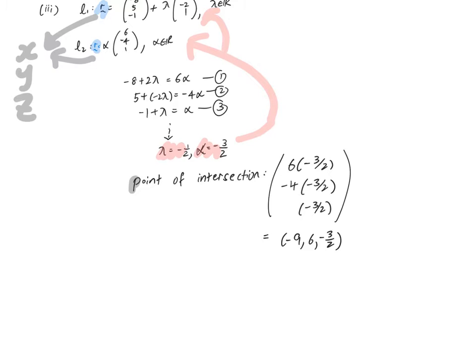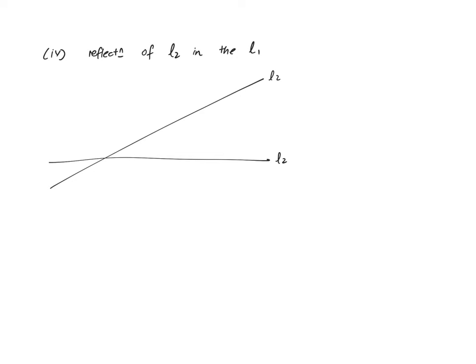Okay, next, we just got to look at the last part, which is to find the vector equation of the reflection of line 2 in line 1. If you remember the line reflection, this is part 4. Part 4 requires us to find the vector equation of the reflection of line 2 in the line L1. So if you recall, let's try to draw line 2 first, and we draw line 1, and we try to observe what are the things that we found.